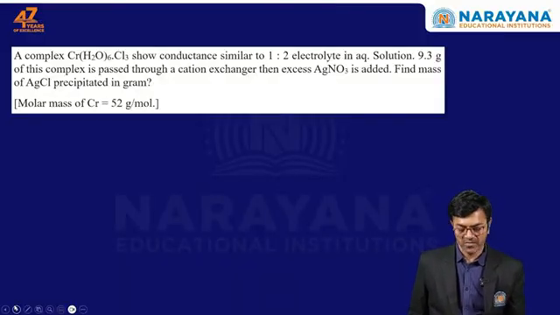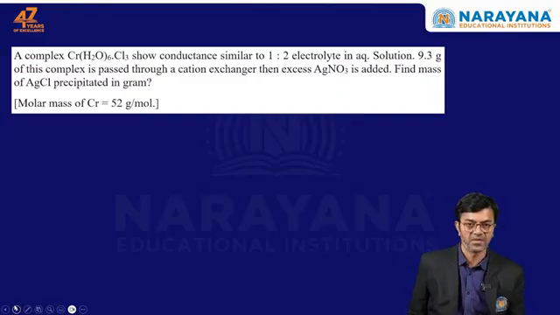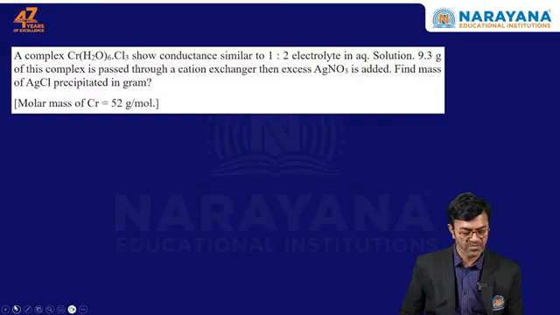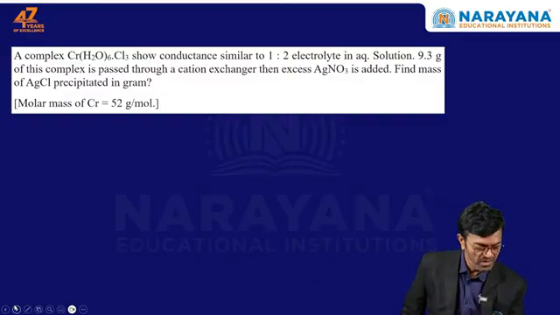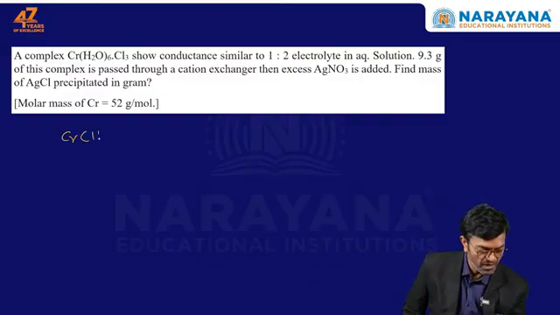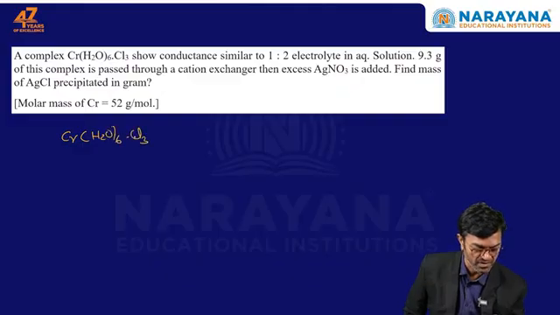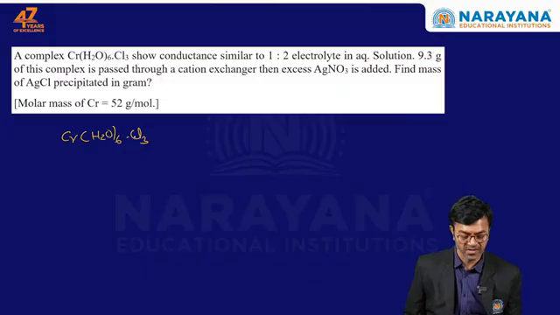Let us move on to another question. This is on coordination compounds, especially in the Werner series, we will be solving this kind of question. It is connected to electrochemistry. A complex, Cr(H2O)6 Cl3, is given. The hint he has given to get the Werner formula is that it shows conductance similar to a 1:2 electrolyte. That means we should get 1 cation and 2 anions without changing the coordination number.